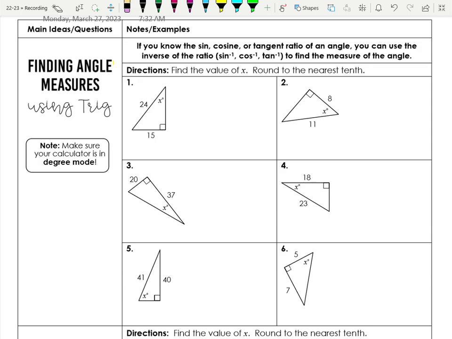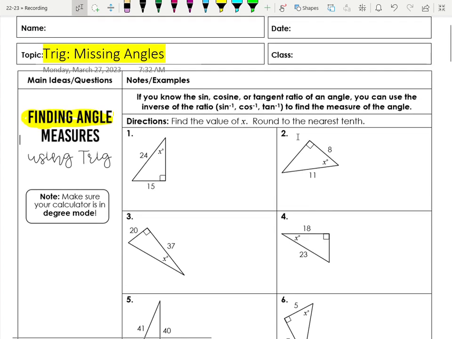Today we are going to be talking about finding missing angles. Last class we talked about finding missing sides, and today we're going to talk about the angles. When we are finding our missing angle, if we have our ratio, or if we have our fraction, then we will use the inverse of the ratio to find the missing angle.